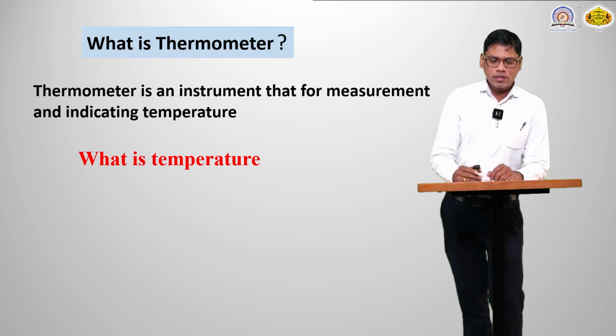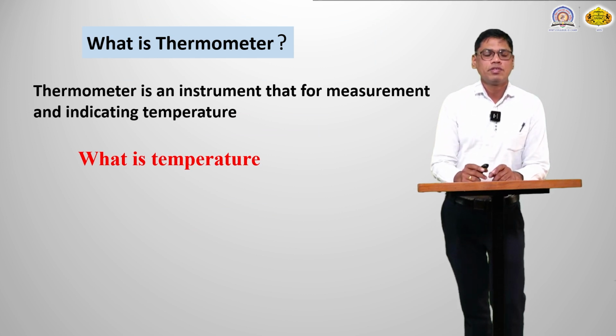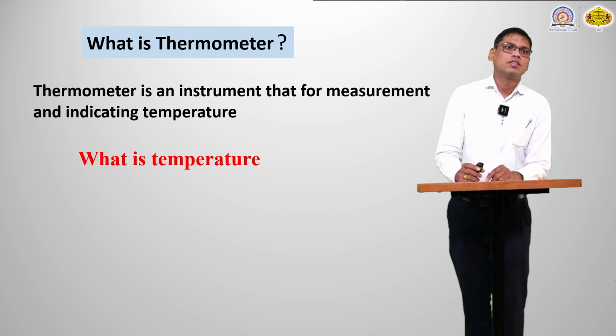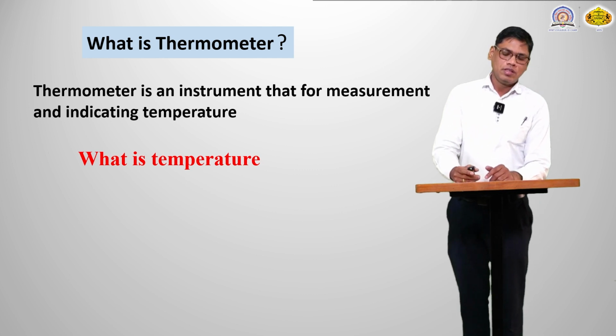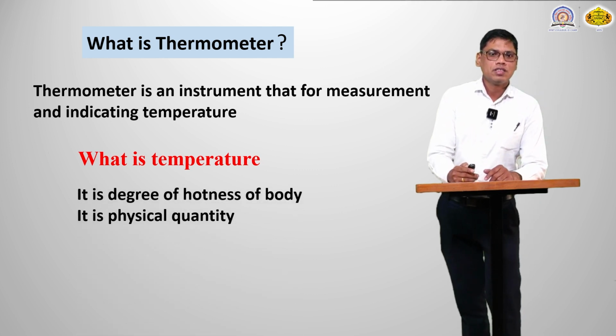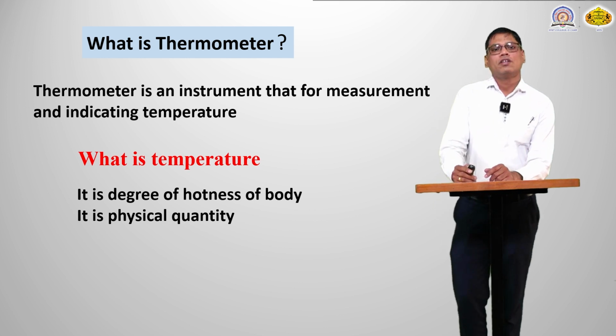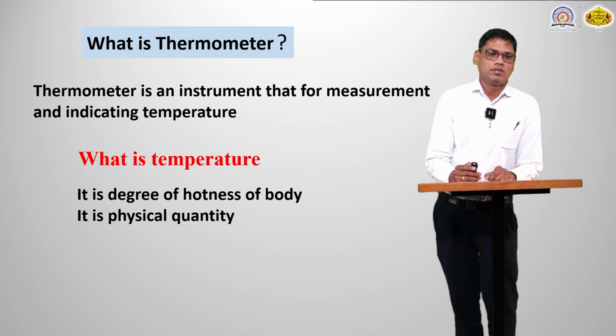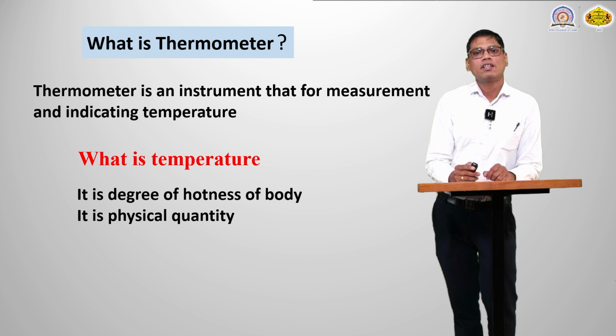Today we will see the one chapter, thermometry. Thermometry is a branch of physics which deals with the study of the measurement of temperature. First of all, we will know what temperature is. Temperature is a physical quantity by which we measure the degree of hotness of a body. Temperature is measured by the thermometer. The thermometer is an instrument for measuring and indicating the temperature.